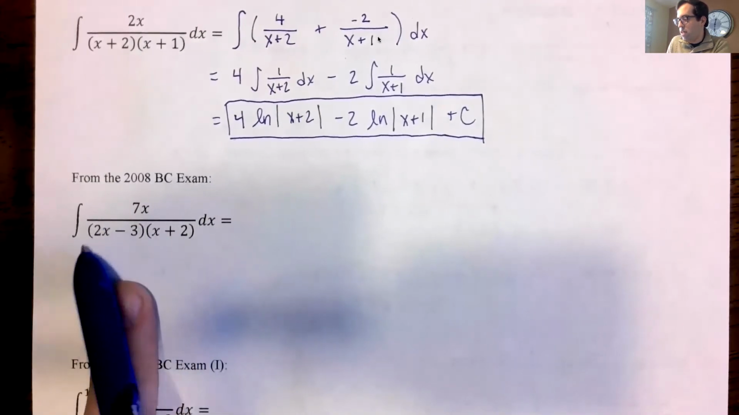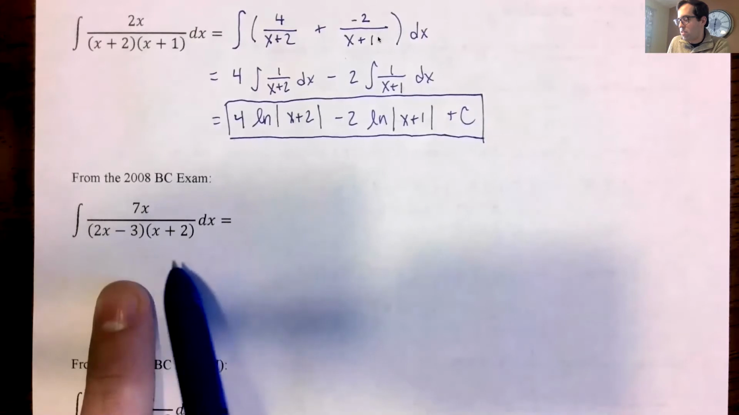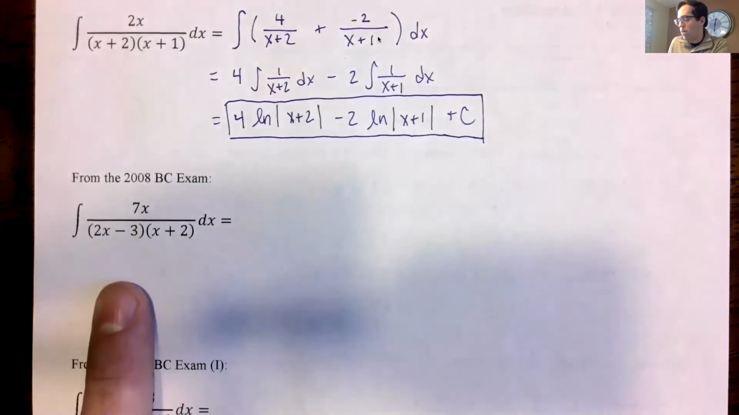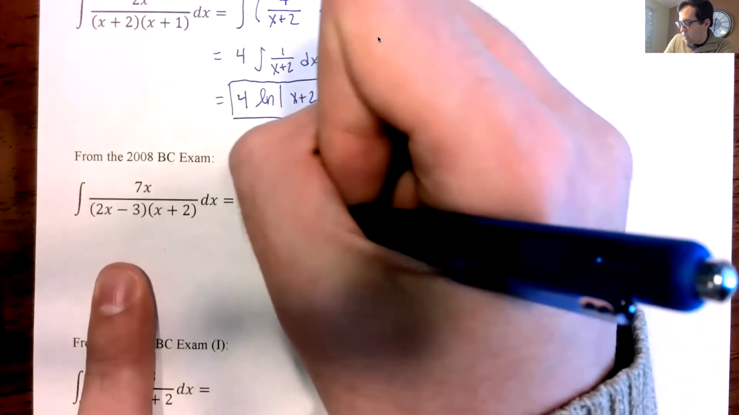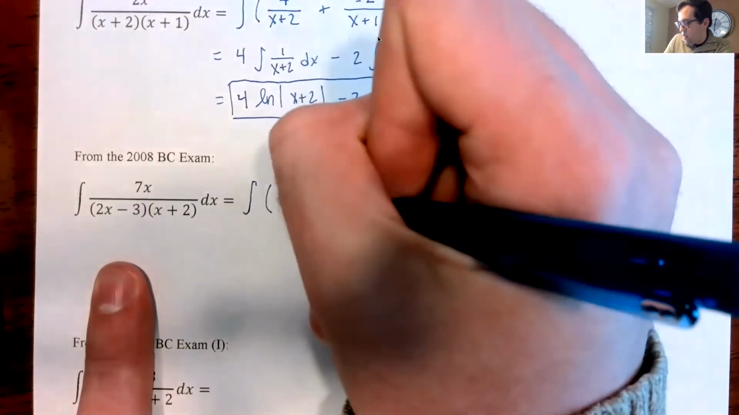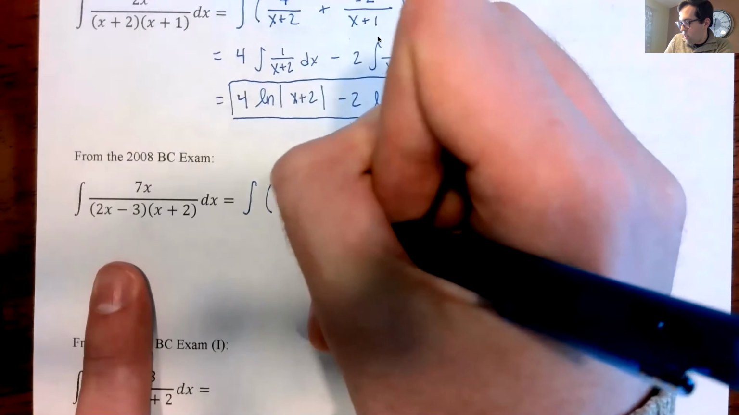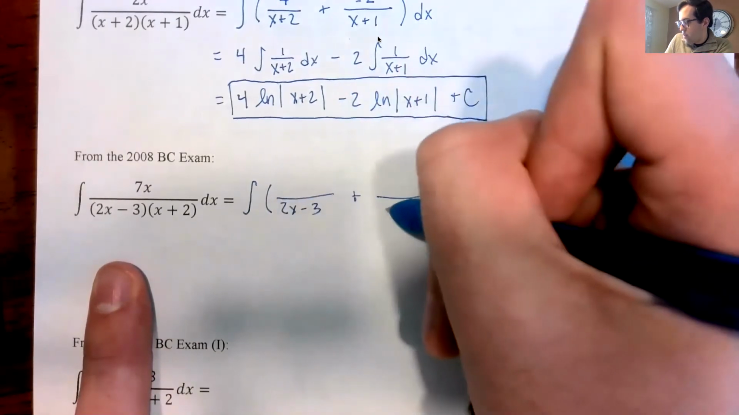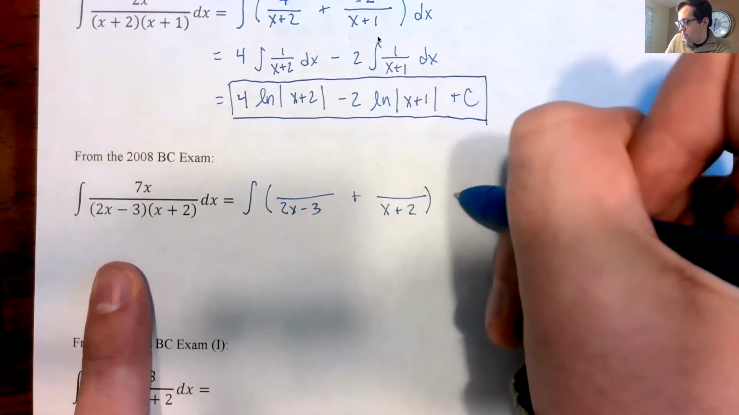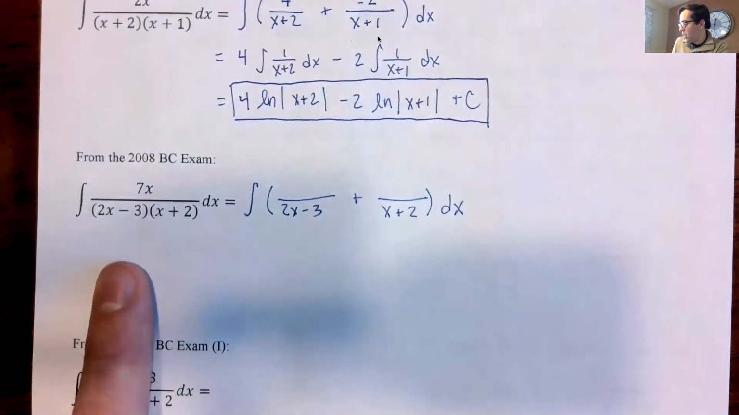But here we go. So the integral of 7x over 2x minus 3 times x plus 2. This one's also already factored for us. So this time we are going to split it with one denominator as 2x minus 3, and the other denominator is x plus 2. So let's try that cover-up method.